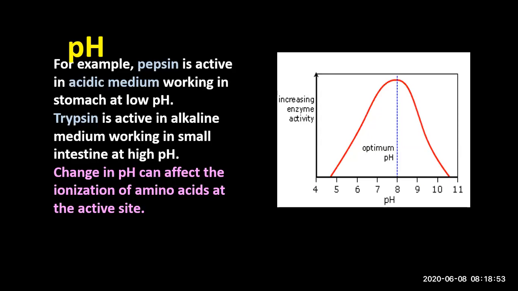So it is by ionization of certain amino acids at the active site. And you know what is ionization? The process of becoming an ion. A hydrogen ion is being lost from the structure, or a sodium ion or any atom, any molecule is lost. The structure is lost. So the enzyme is not going to work.